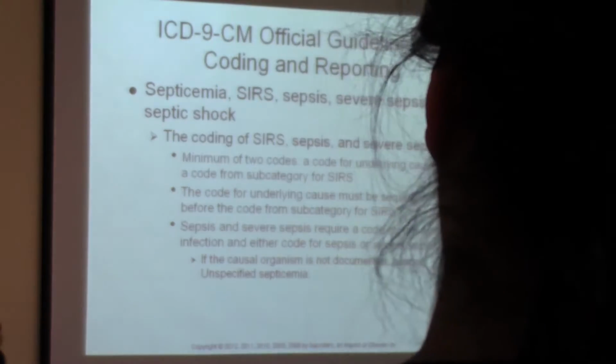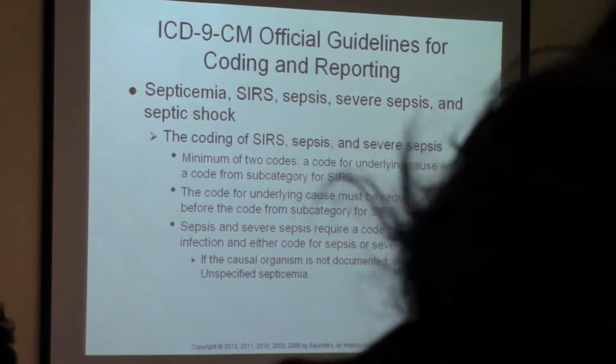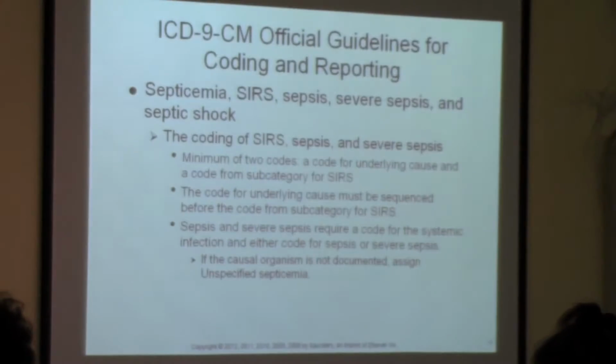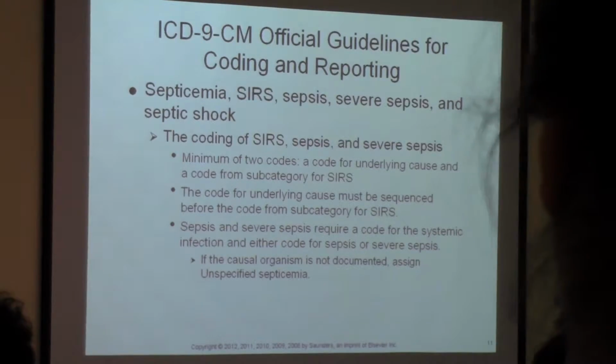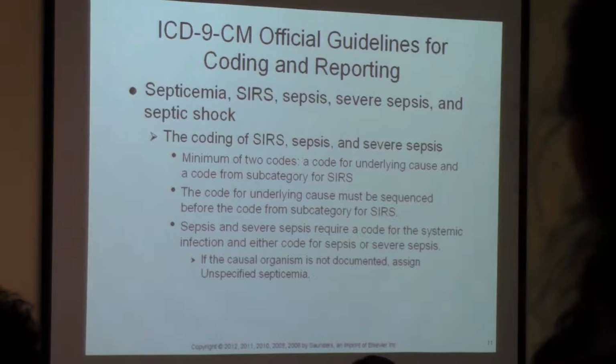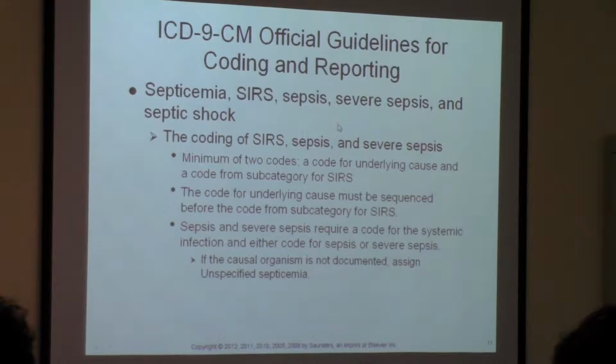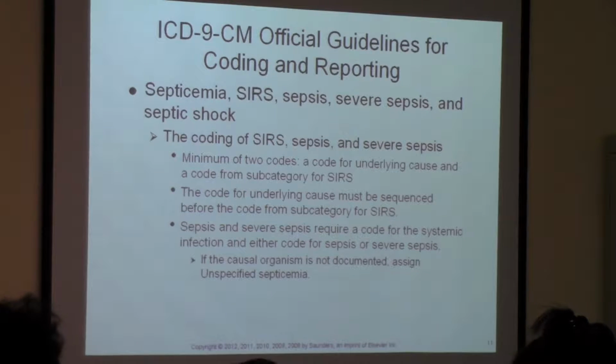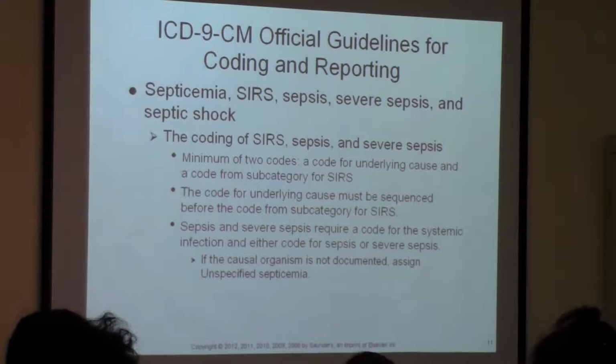Alright, septicemia, SIRS, sepsis, severe sepsis, septic shock. For SIRS, sepsis, severe sepsis, you need a minimum of 2 codes: a code for the underlying cause and a code for the subcategory for SIRS, and I'll show you what those codes are. The code for the underlying cause must be sequenced first. So it's always going to be like that. 1, underlying cause, and then 2, the SIRS. So basically it's going to look like this.